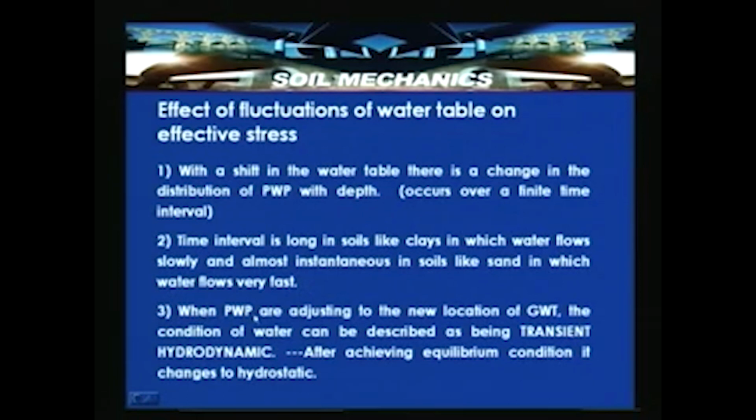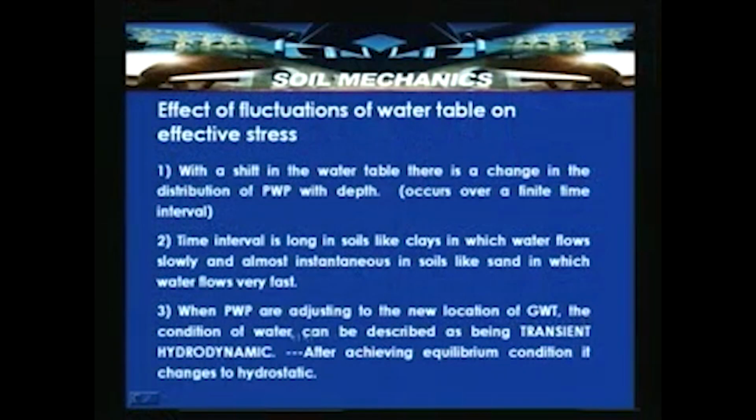So, when pore water pressures are adjusting to the new location of the groundwater table, the conditions of water can be described as being transient hydrodynamic. When water table fluctuations are taking place, and the adjustment to the new water table is taking place in the soil mass, those conditions are called transient hydrodynamic conditions. After achieving the equilibrium condition, it changes to hydrostatic again.